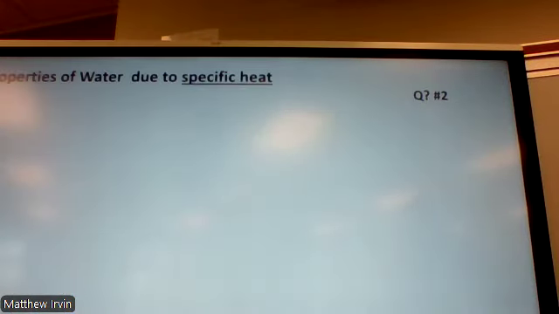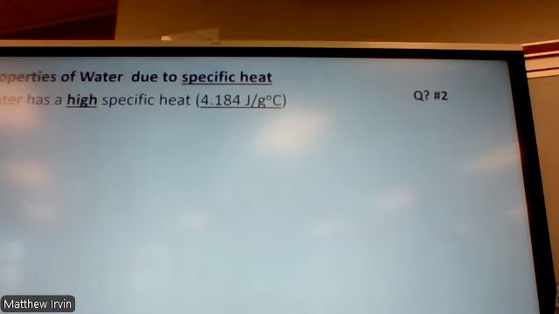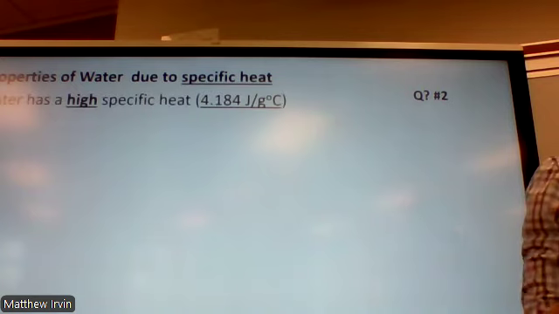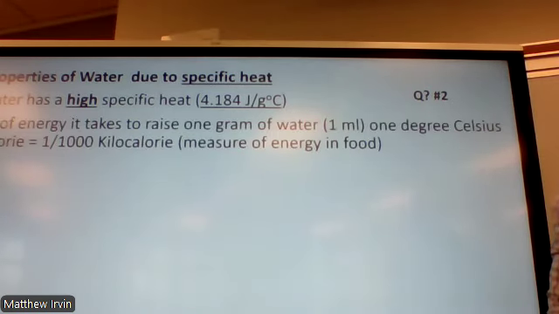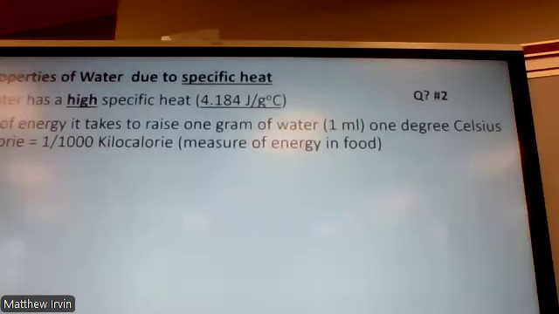All right. Properties of water due to specific heat. Remembering that specific heat is how much energy it takes to heat something up, water has a high specific heat of 4.184 joules per gram degrees Celsius. You're not going to need to know that. But this is why water takes longer to heat up than metal. Metals have low specific heats.